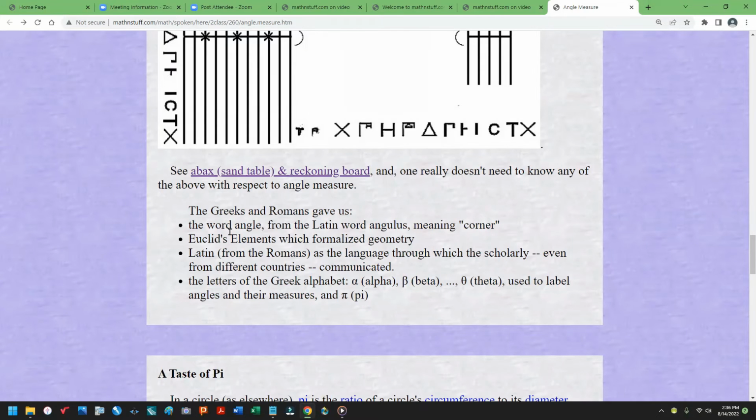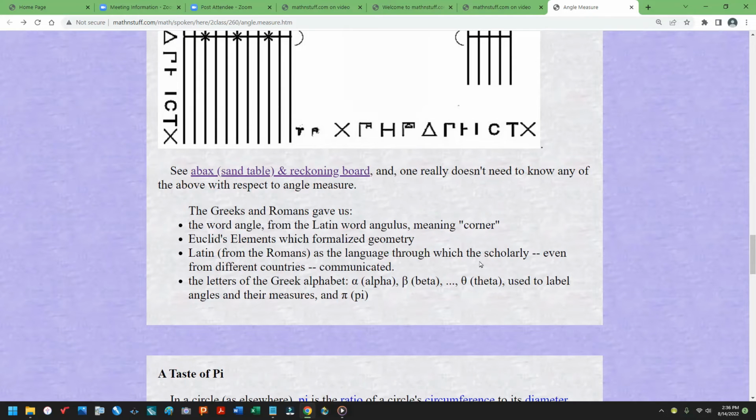I'm going to make the Greek and Roman contributions a bit bigger. The Romans actually contributed the word angle to human linguistics. It meant corner. Euclid's Elements was another really big contribution to geometry. Latin from the Romans as a language which scholars used really until the 21st century, they're still using it to name new elements, and not the elements as much as species.